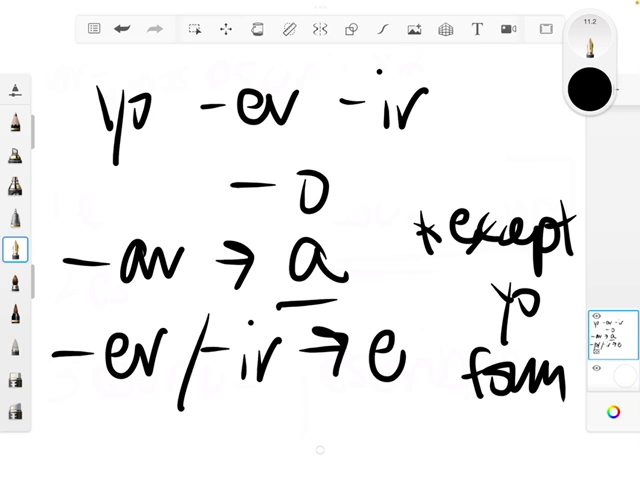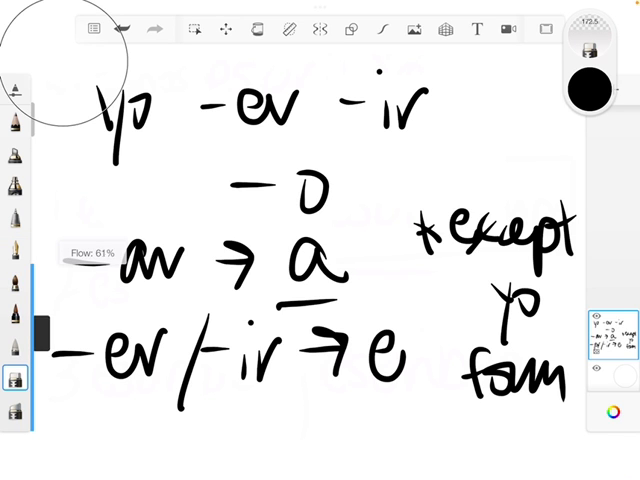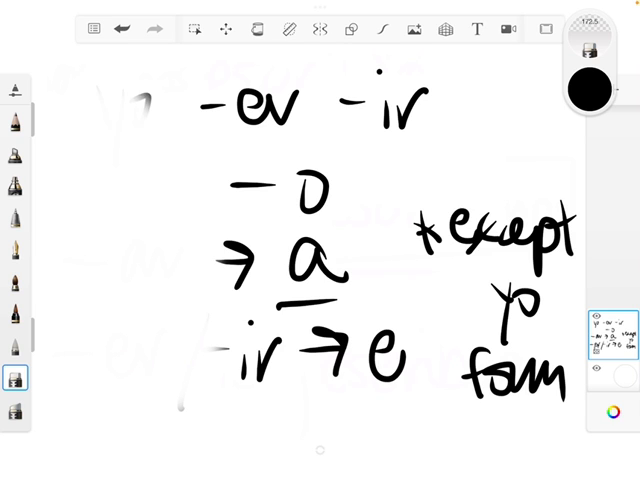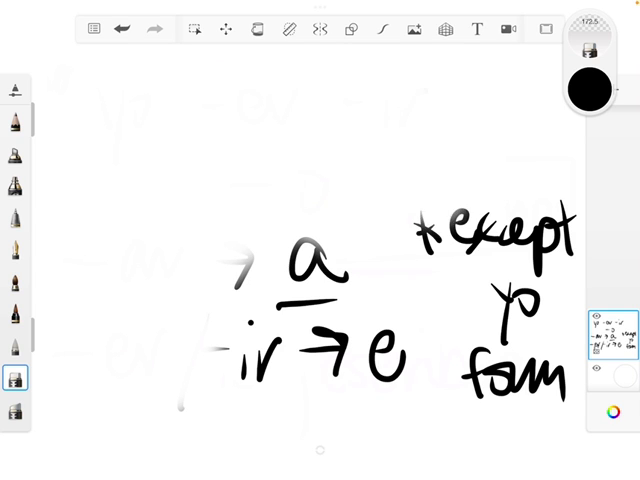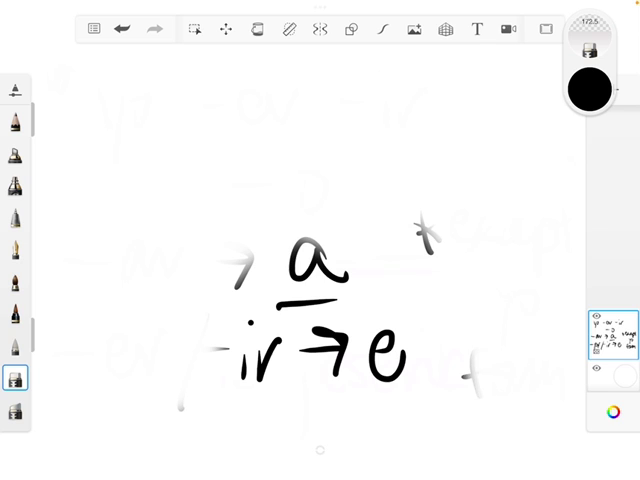Okay? ER and IR verbs have the exact same endings, except in the nosotros forms and the vosotros forms, which we don't focus on in this class. Okay, so here on the next page, we have some examples of common ER and IR verbs.